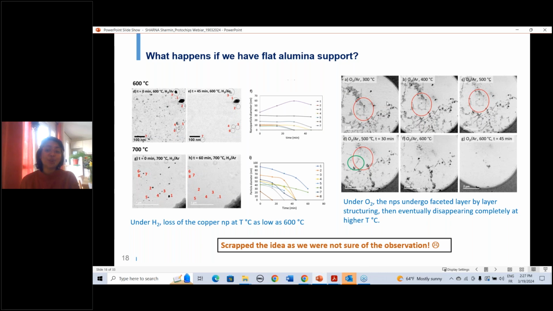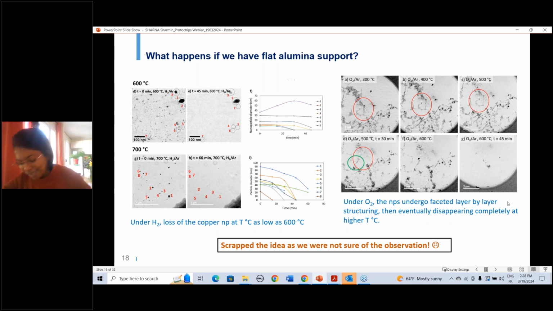And then when we introduced oxygen as a function of the temperature as well as duration, we saw layer by layer growth. The copper phase would migrate and cause layer by layer growth like this without any specific shape. And then at higher temperature, this will eventually either sinter or evaporate away.